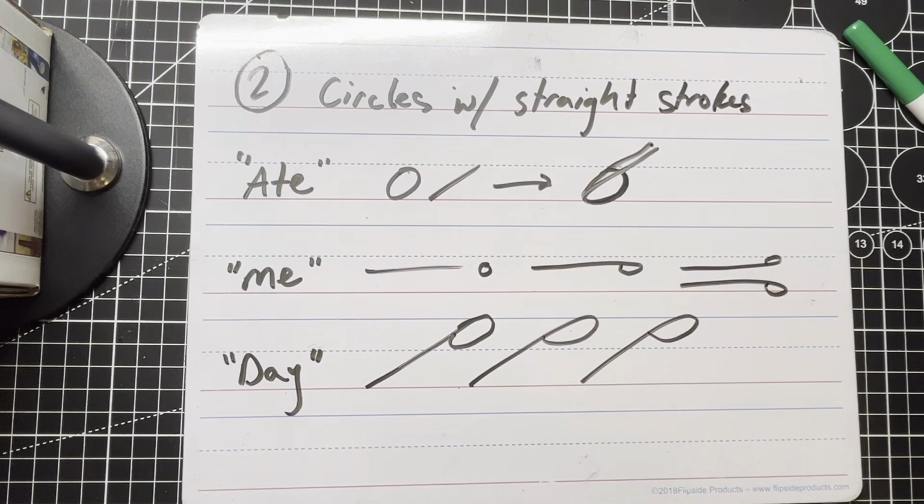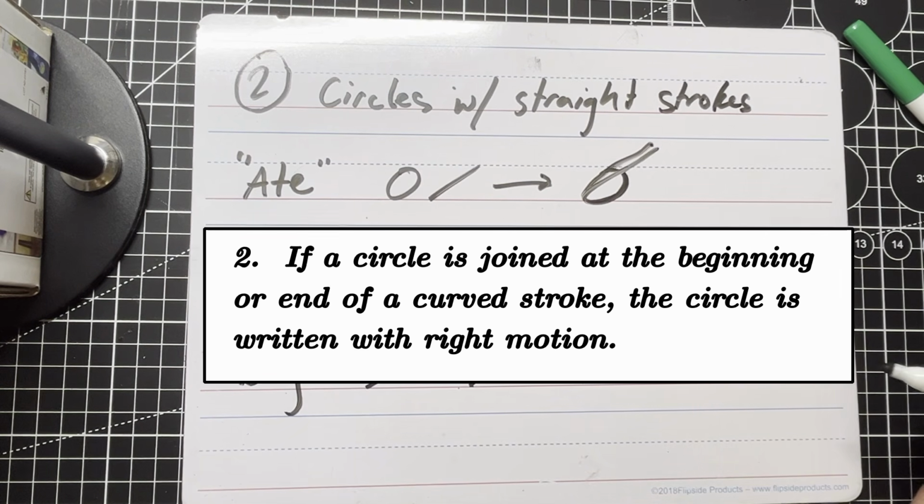Okay, so again, rule 2 states that if a circle is joined at the beginning or end of a straight stroke, the circle is written with right motion.